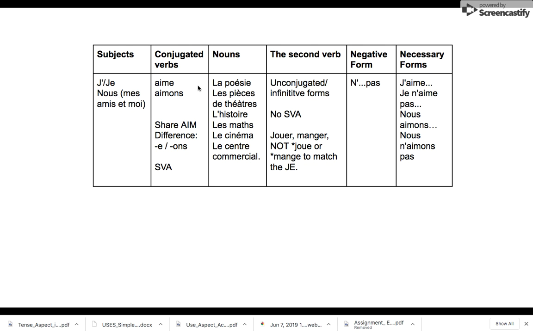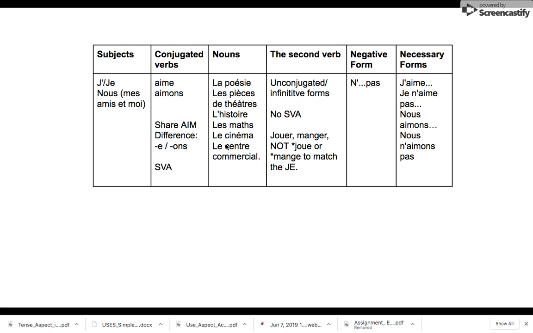Another importance here is the subject-verb agreement, knowing that the -e is for je, -ons is for nous. They share the aim, but the morpheme for the conjugation for subject-verb agreement is here. One of the big things that students need to know in French is the importance of the determiner, the article in French for masculine and feminine.